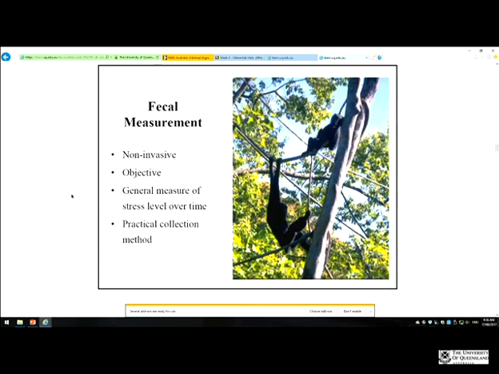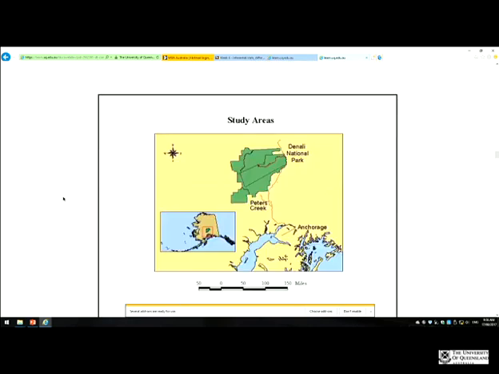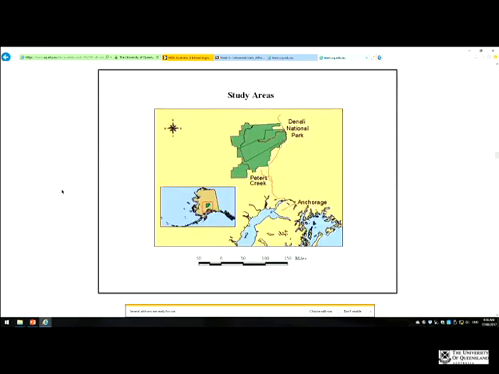Has anyone seen a moose in the wild? I haven't. But they're pretty big animals and they're actually pretty dangerous, and so you need a practical way of doing it, not having a couple of 100-kilo beast running after you.